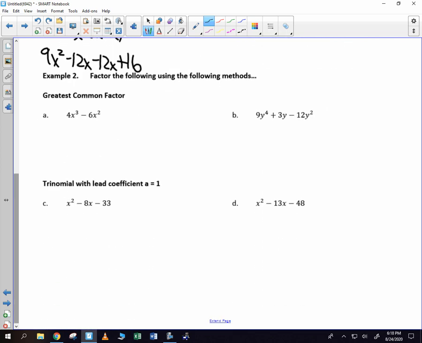Something you love to do is you love to factor. Here we could take out a greatest common factor, 2x squared, times, and if you take that out, you get a 2x minus 3.